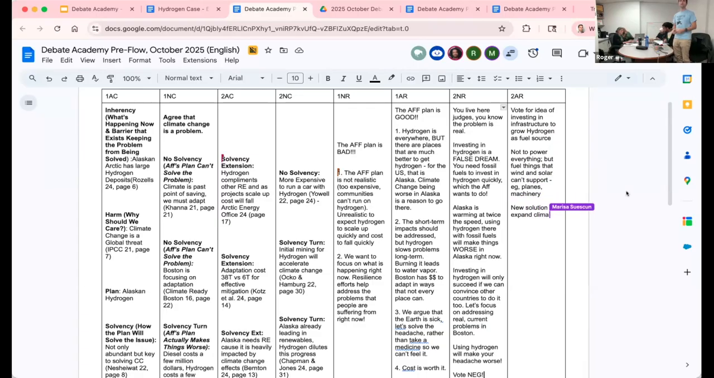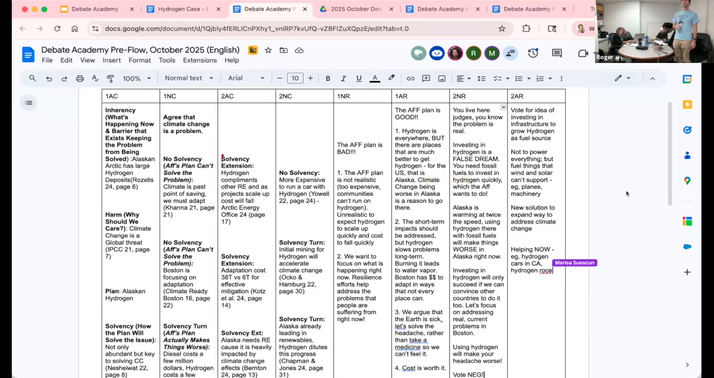Specifically answering the 2NR points, all right? We don't believe that this is a false dream. We believe that there are changes that can happen right now. There are cars in California right now powered by hydrogen fuel, all right? This is a real fuel source. It has been used for decades. It was used to power rockets in the 1960s. Okay, this is a real fuel source available now.